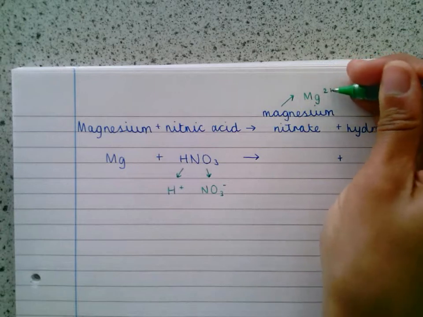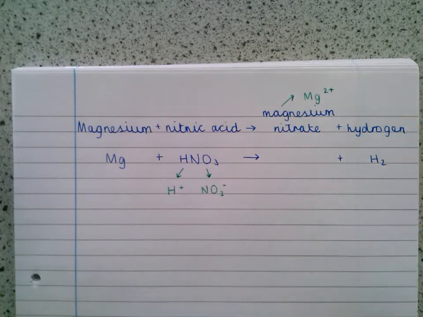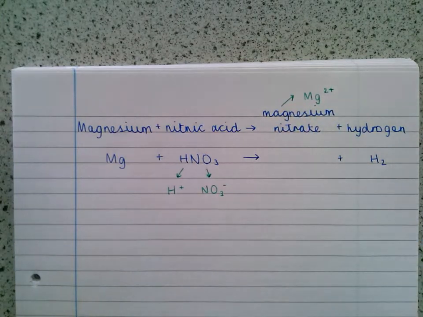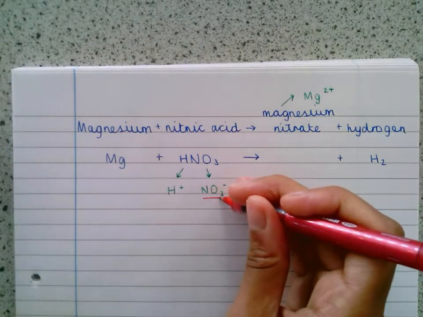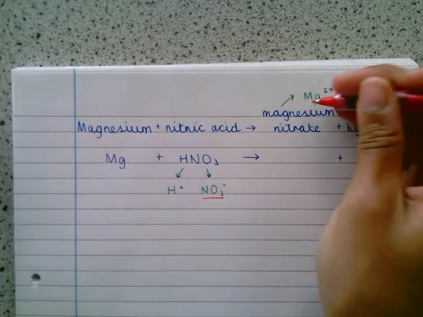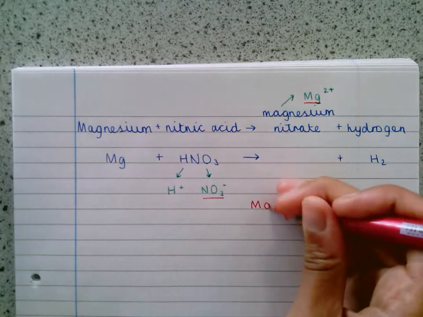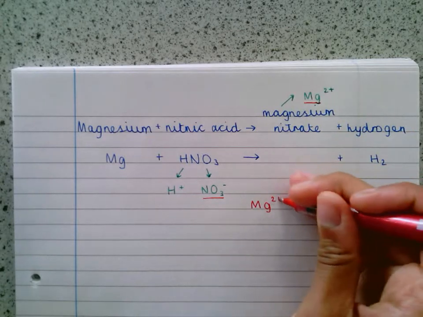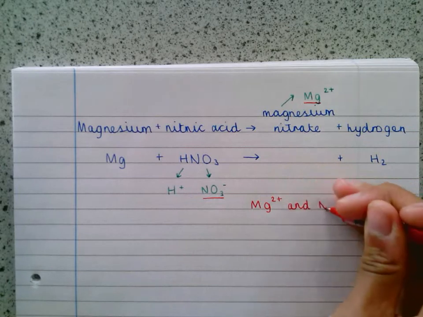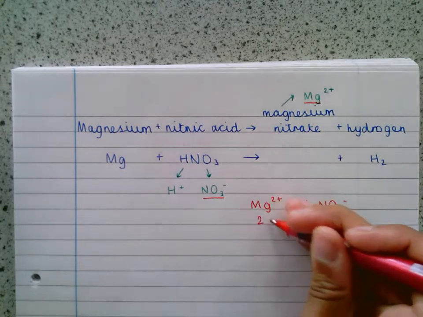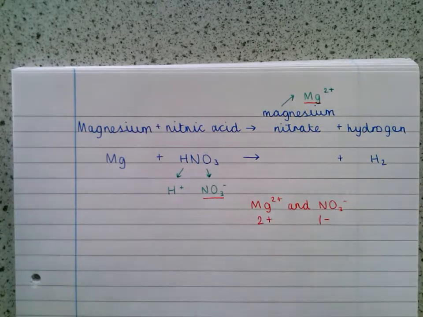Okay, now out of these three, what are we interested in to find out the chemical formula of magnesium nitrate? NO3. Anything else? So we're interested in these two. Let's write these underneath. We've got Mg, because we always put the metal first, 2+, and there is NO3 negative. The charge of this is 2 positive, the charge of this one is 1 negative.